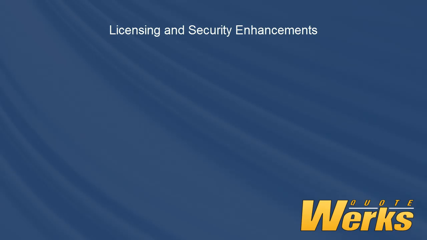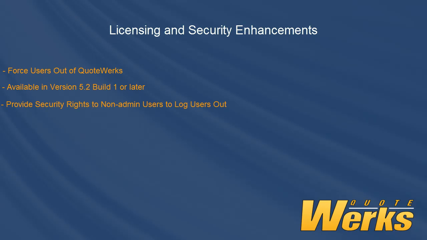We recently released a new feature for licensing and security enhancement in Quillworks that allows you to force users out of Quillworks to free up licensing. This was released in Quillworks version 5.2 build 1. We're going to start with an overview of these features, and then we'll show you how you can also assign these security rights to another user, such as a sales manager, so they then have the ability to log users out of Quillworks.